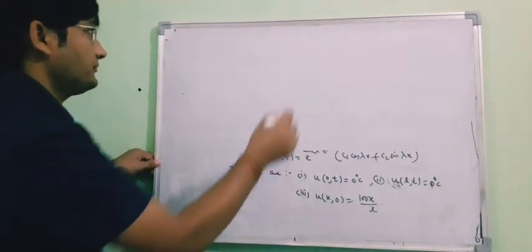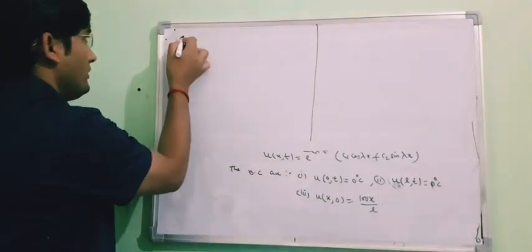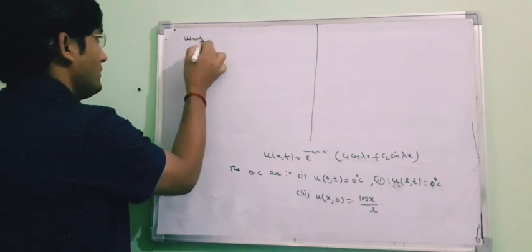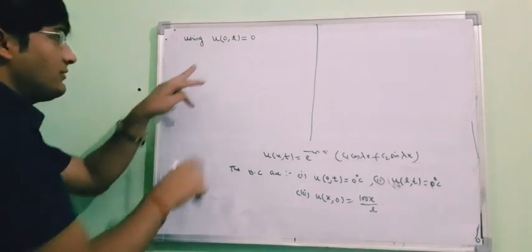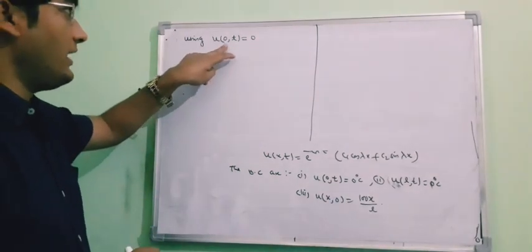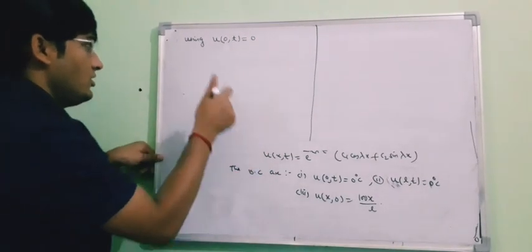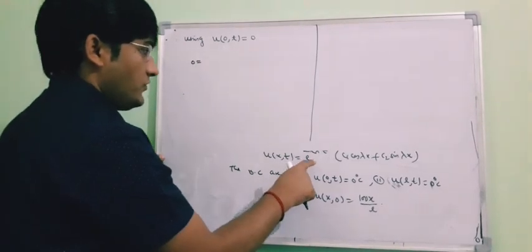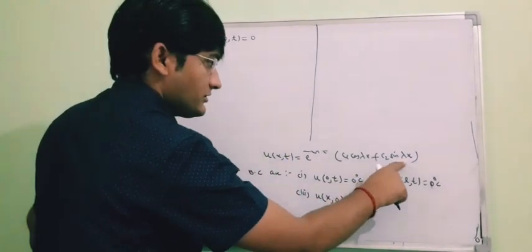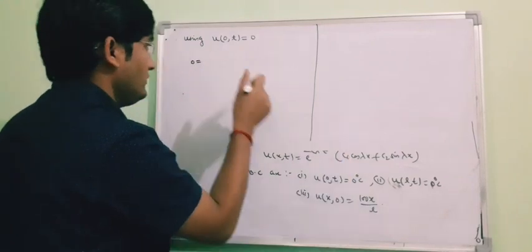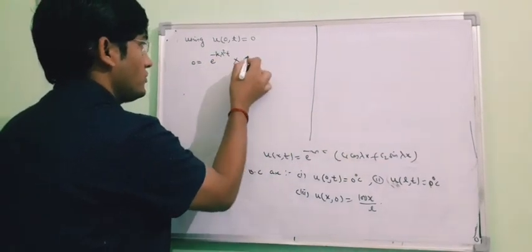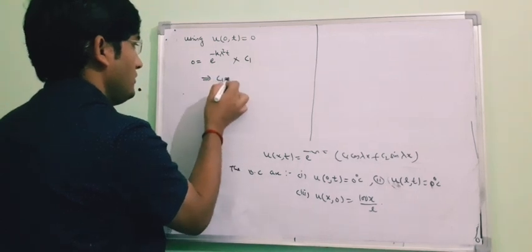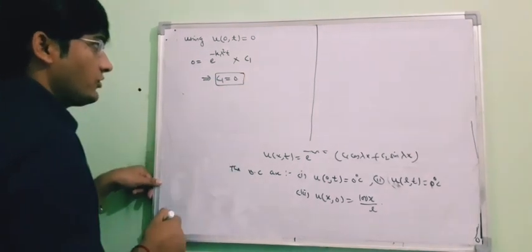Using the first boundary condition, that means at point A where x is 0 and temperature is 0. So if x is 0, then we will have sin 0 here, and C1 into cos 0 is 1. So this will be 1. That means C1 will be 0.